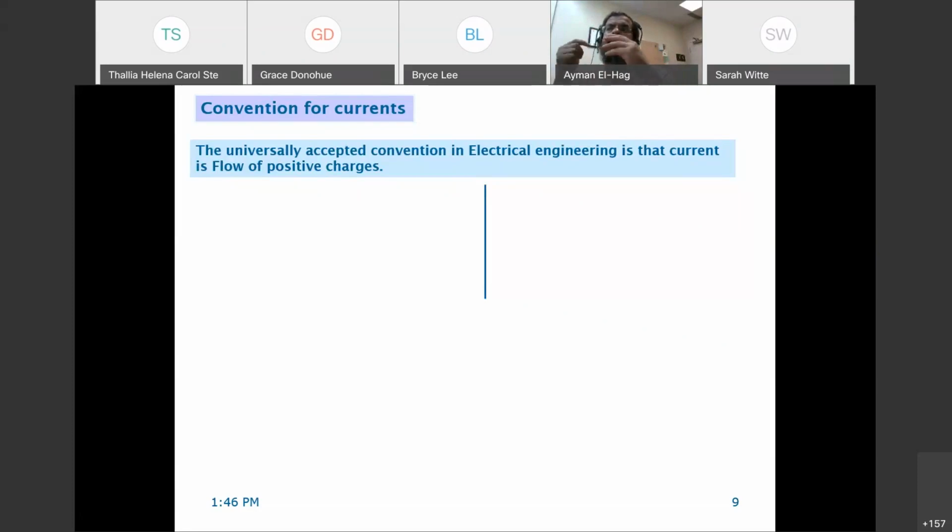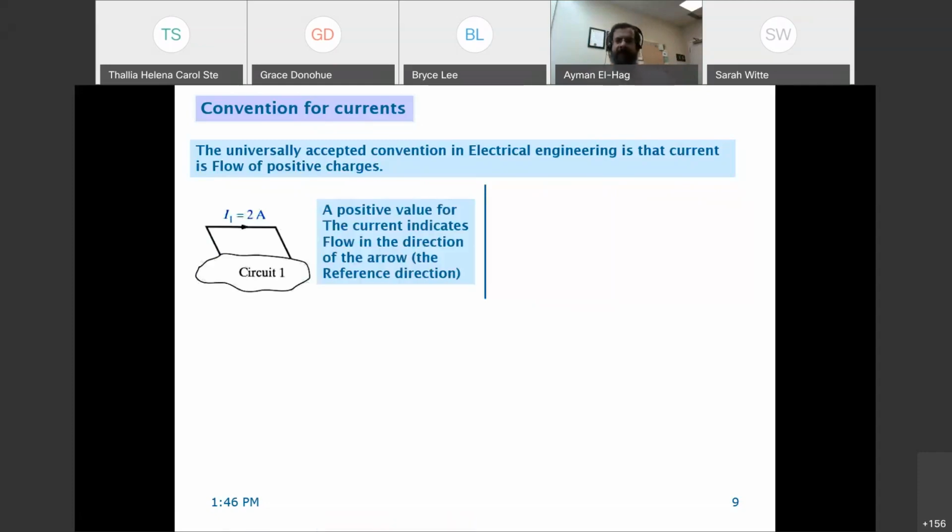There is actual current, which is a flow of electrons, which we will not use. But there is something called the conventional current, which is different from the actual current, where we assume that the current is the flow of positive charges. Now, let's look here. When we say that I1 is equal to 2 amps in this direction, it means that the current is flowing in the direction given by the arrow, and its value is 2 amps.